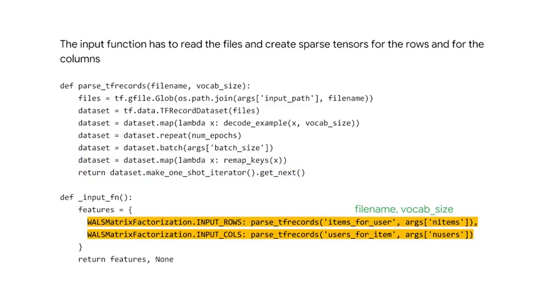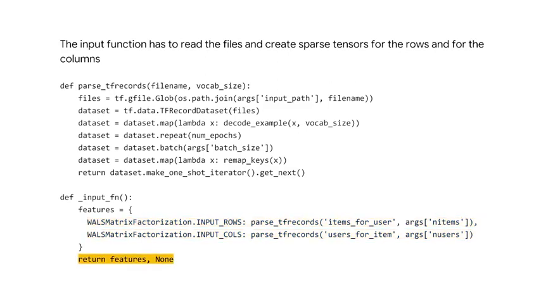This is all wrapped by the input function, which will be called by the WALS matrix factorization estimator. We call parseTFRecords for our rows, which will be items for user, and for our columns, which will be users per item. This is saved in a features dictionary. We could have other features in the dictionary, such as priority weights, etc. We return features only from the input function because our labels are within our features, as we alternate back and forth between solving rows and columns while keeping the other fixed.